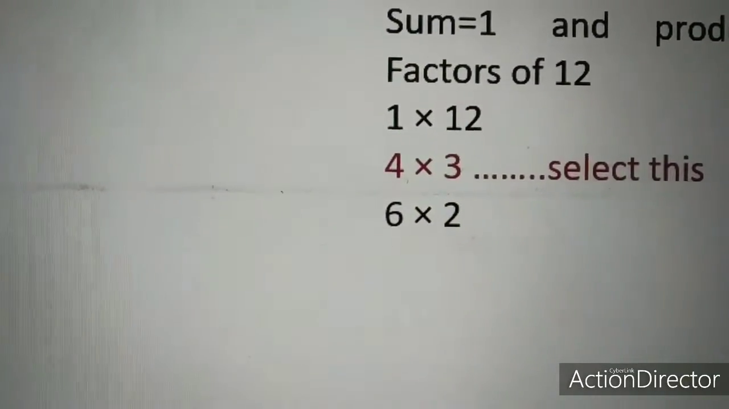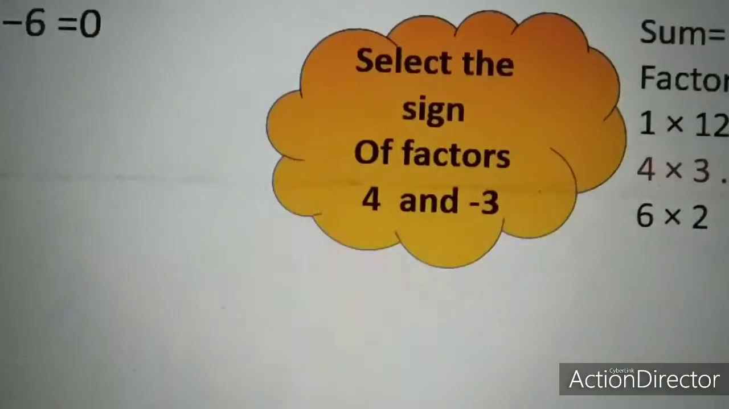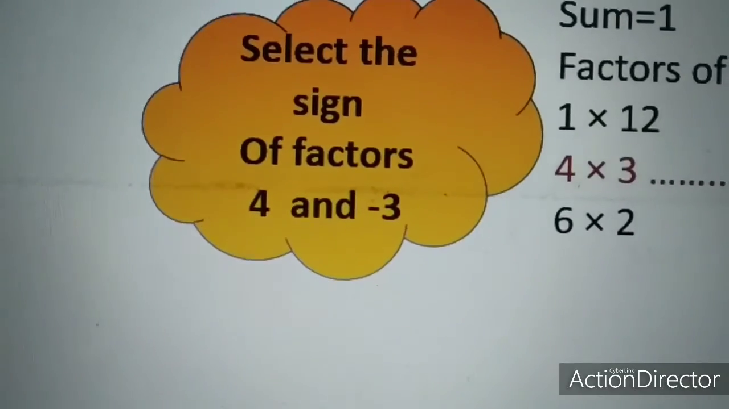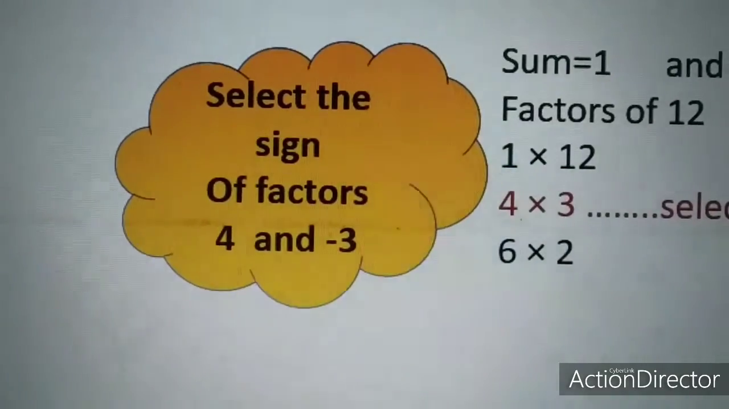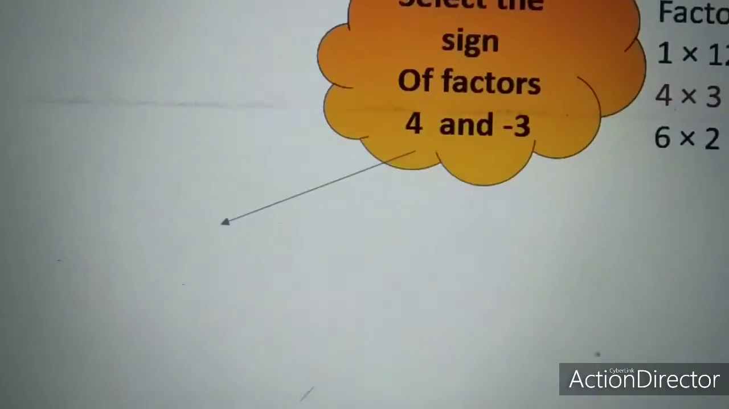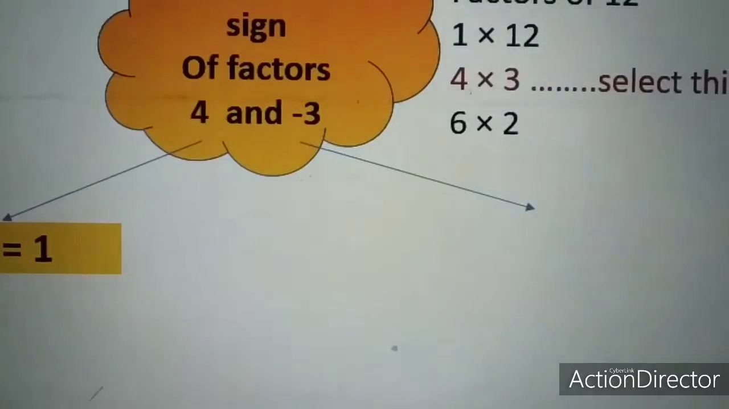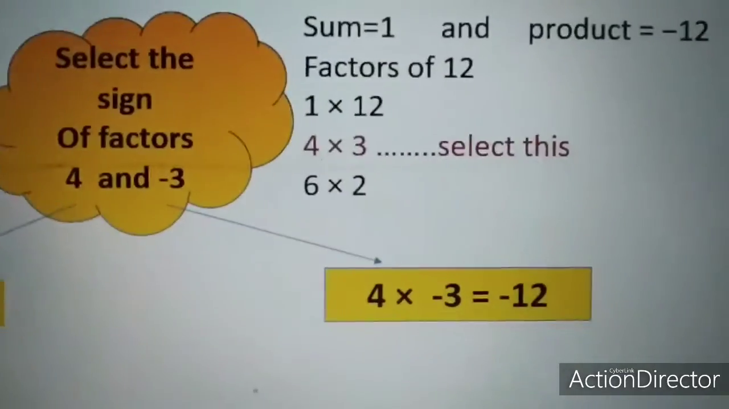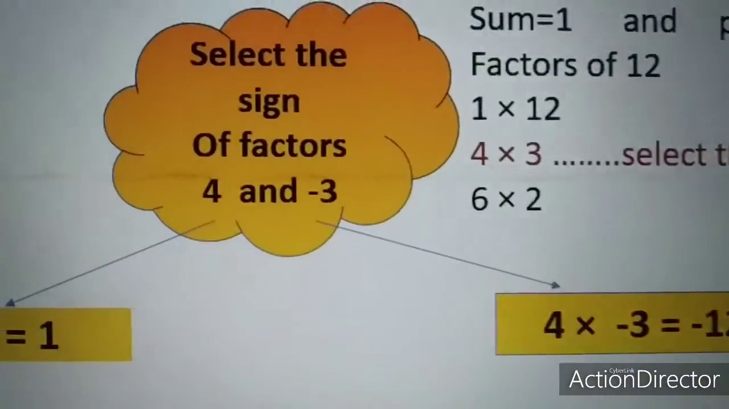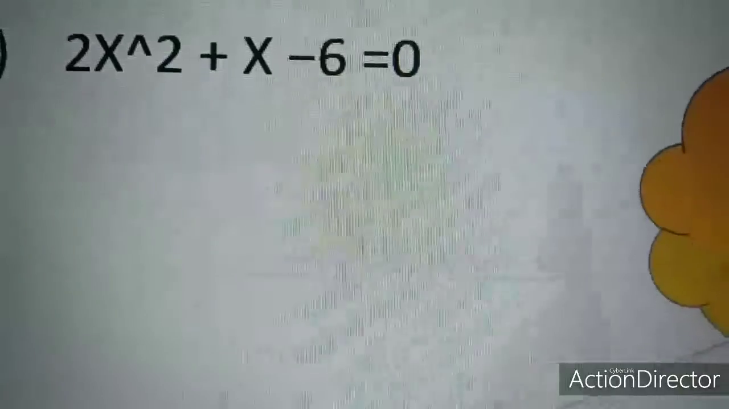After selecting the two factors, let us decide the sign over here. So we are going to choose plus sign for the 4 and the minus sign for 3 because I have to get sum as 1. So 4 minus 3 is equal to 1 and 4 into minus 3 is equal to minus 12. Both my sum and the products are satisfied. So using these two factors, let us go and split the middle term over here.